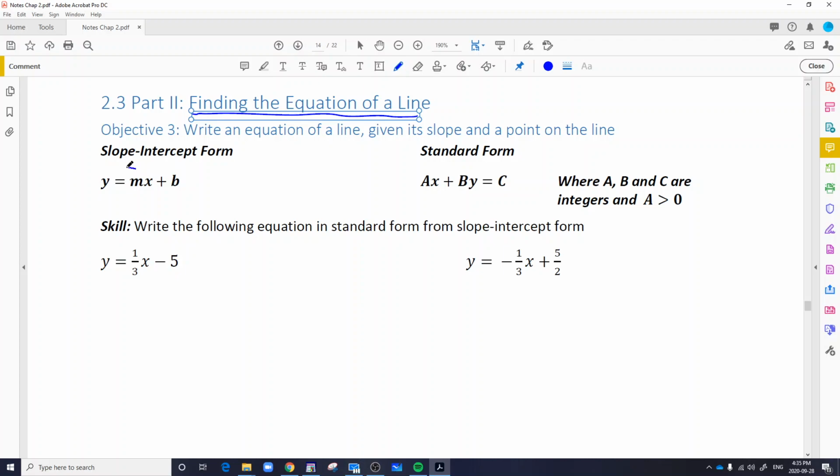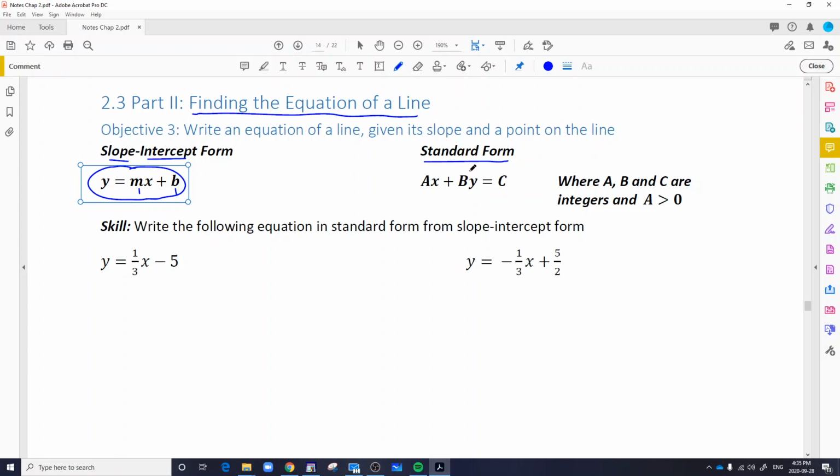The first one is y equals mx plus b, where m is the slope and b is the y-intercept. This is called slope-intercept form. And then there's standard form. Standard form has your variables on your left and your constant on the right. And standard form, they're a little bit more picky about. So y equals mx plus b is great because you can graph from it. It gives you your slope, it gives you your y-intercept.